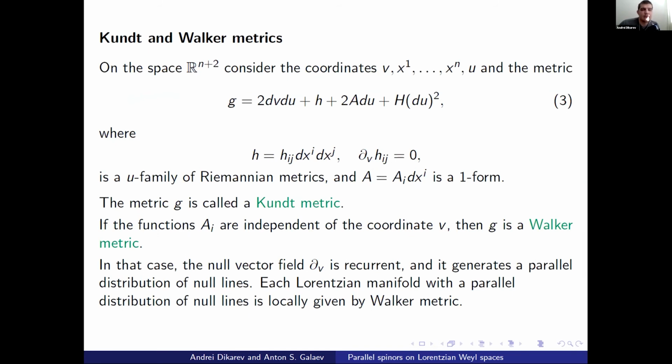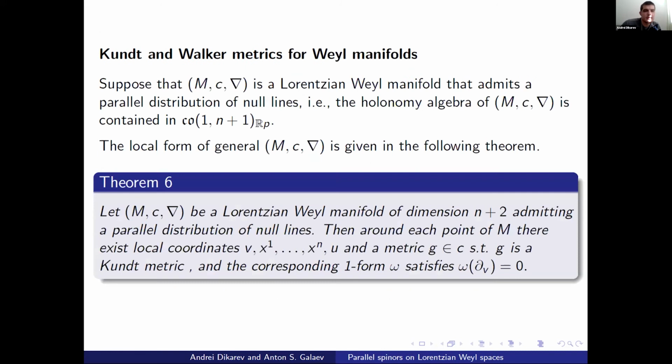So the definition of Brinkmann and Walker metrics. Suppose we have a space R^(n+1) and consider coordinates of this kind on it, and the metric given by this formula, where h is a u-family of Riemannian metrics and A is a one-form. Then the metric g is called a Brinkmann metric. If the functions h are independent of the coordinate v, then g is called a Walker metric. And there is some additional property which I will skip.